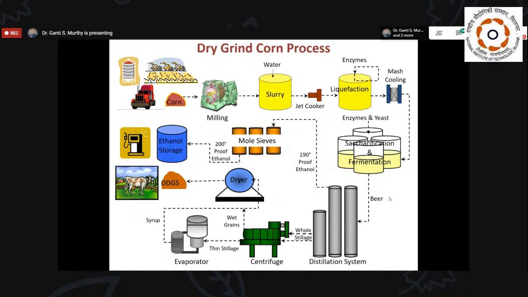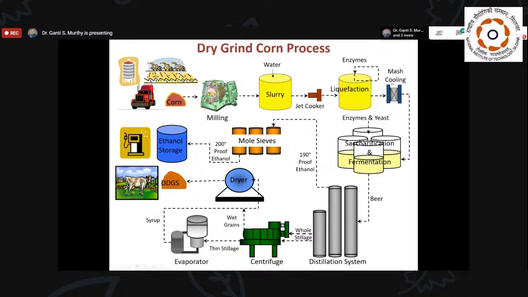The way this process works is that the corn comes in trucks and railroad cars, rail wagons basically, from the fields to the plant. It is stored on the plant site, where after some time it is taken and ground up, made into corn flour through a size reduction process in a hammer mill. Then it goes to a slurrying tank, where it is mixed with water and process fluids to make a slurry. And then it is sent through a jet cooker, where steam is directly injected, and that causes a lot of shear and essentially gelatinizes the starch.